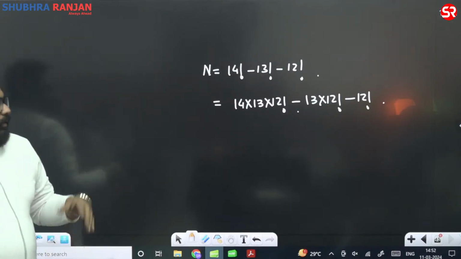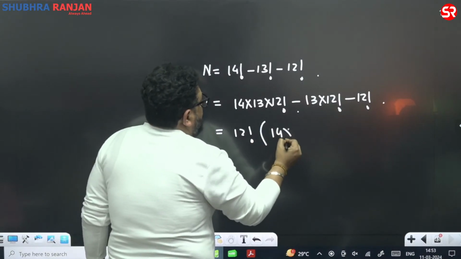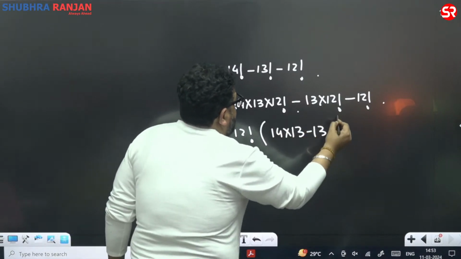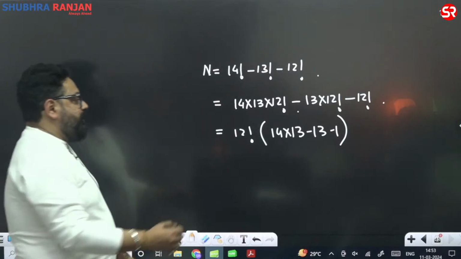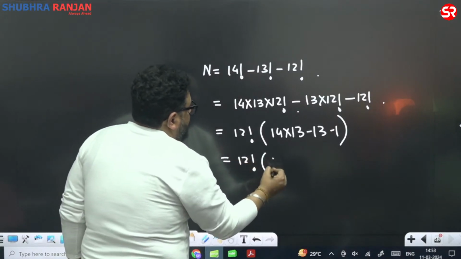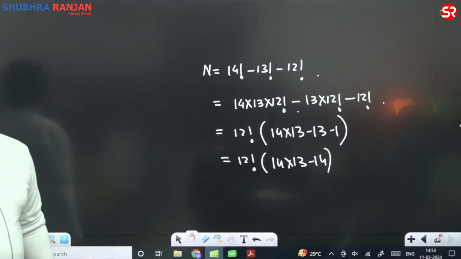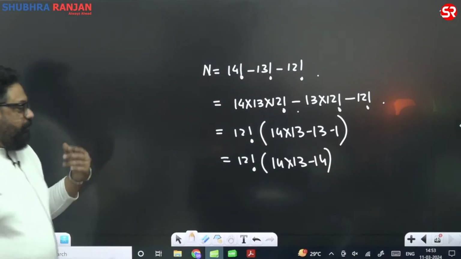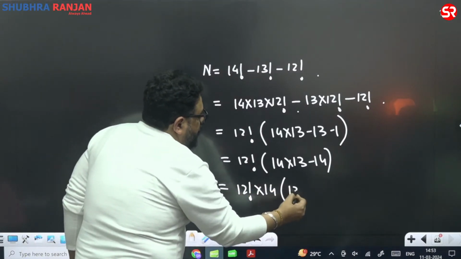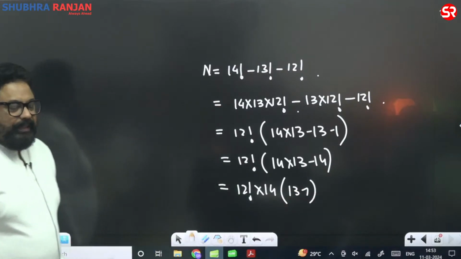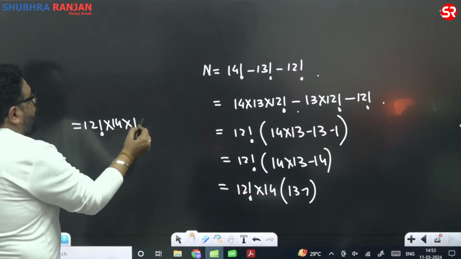Now take 12 factorial common, then it is 14 into 13 minus 13 minus 1. So it is 12 factorial times 14 into 13 minus 14. And take 14 common, then it is 12 factorial into 14, then this is 13 minus 1. So it comes out to be 12 factorial into 14 into 12.